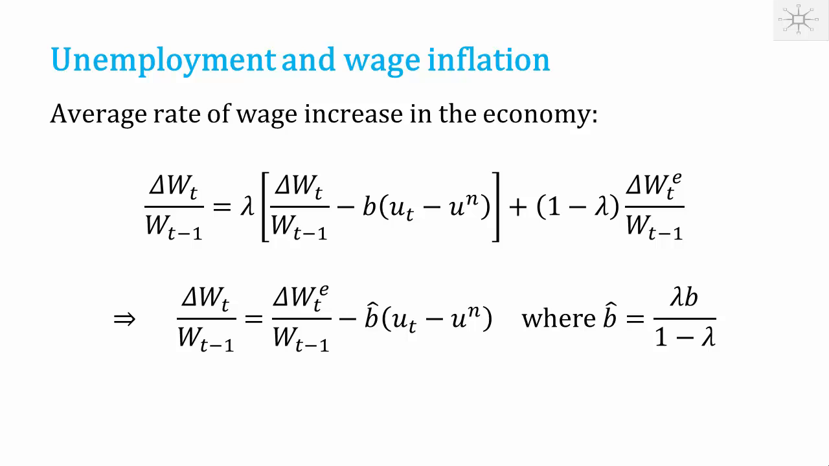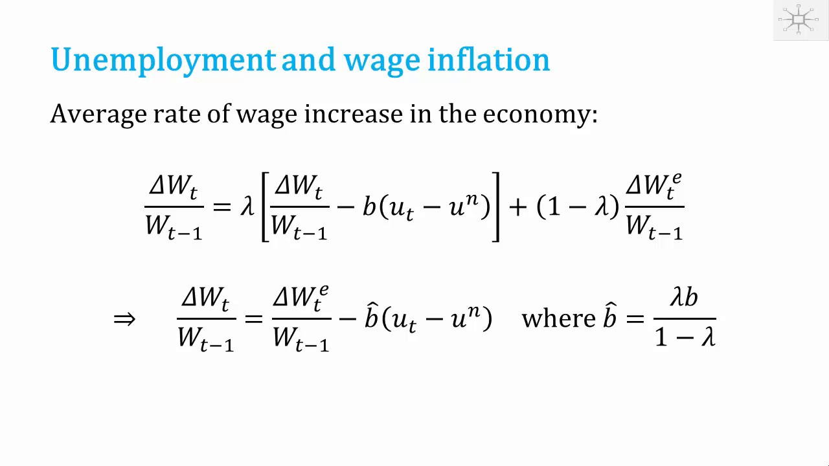Okay, so what is then the average wage increase in the economy? Well, you just know that the general wage increase is lambda times the wage increase of the flexible firms, and we have the equation for that. And then 1 minus lambda times the expected wage increase, because we said that those who set rigid wages raise wages in line with the expected wage increase. And that's it. You have an equation here that determines the average wage increase, and you can solve for that.